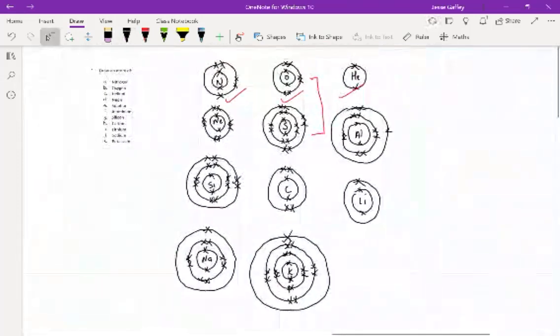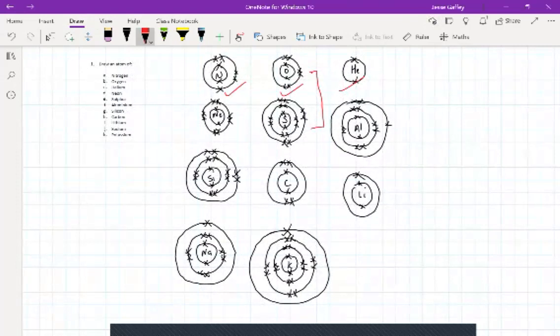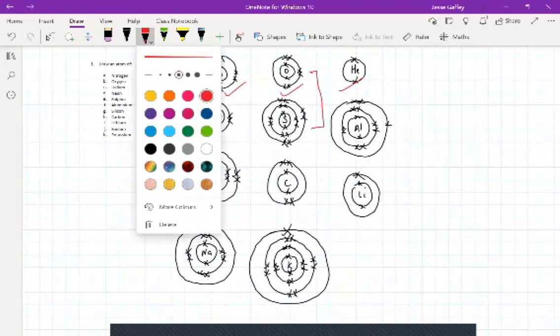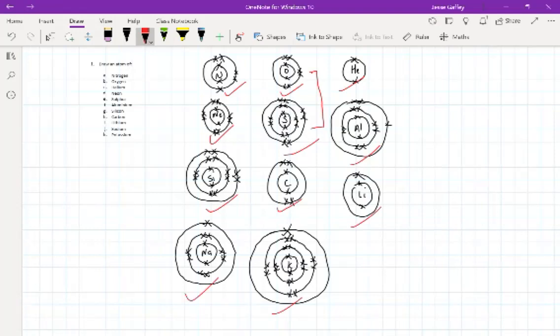So check yours now. You should have all of those correct. Make sure you haven't broken any of the rules. If you follow the rules, this should be pretty straightforward, pretty easy to do. And you are now well on the way to being able to draw models of the atom.